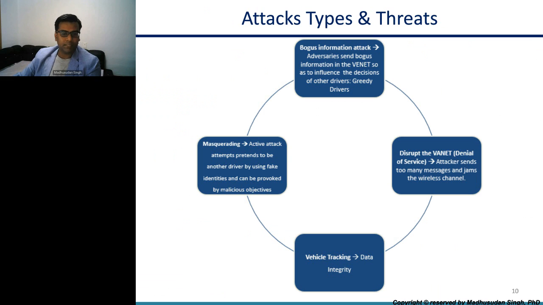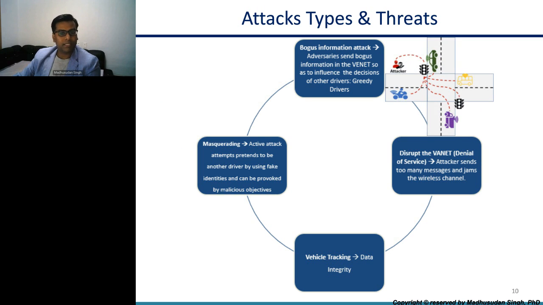These are some examples of attacks. First, bogus information attacks, where attackers can transmit multiple bogus pieces of information within a network. This can happen with a greedy driver who wants to clear their traffic, so he broadcasts wrong messages within the network. For example, in these images, the attacker transmits bogus information in the vehicular network and influences the driver's decisions.